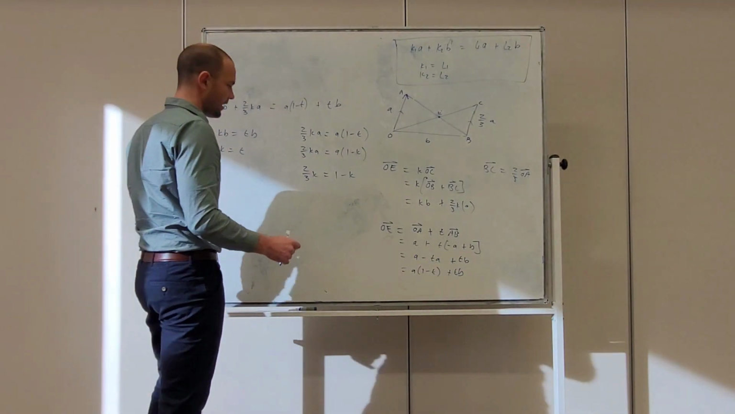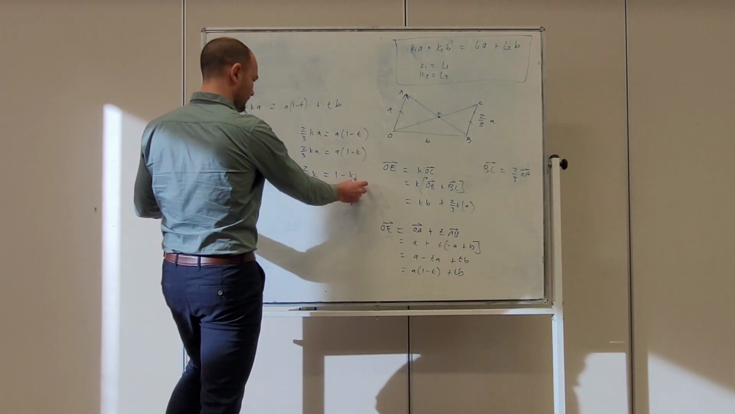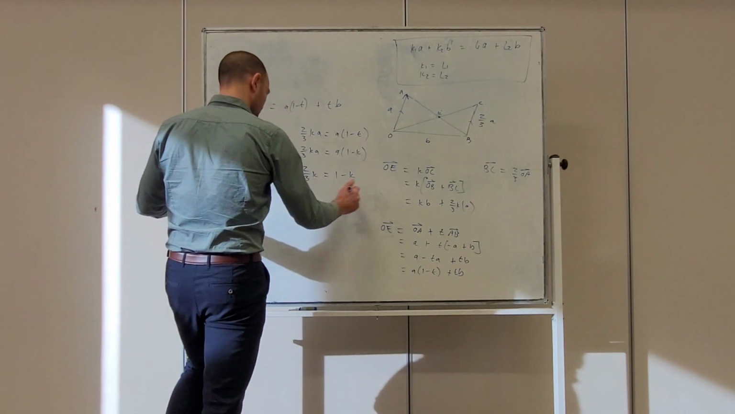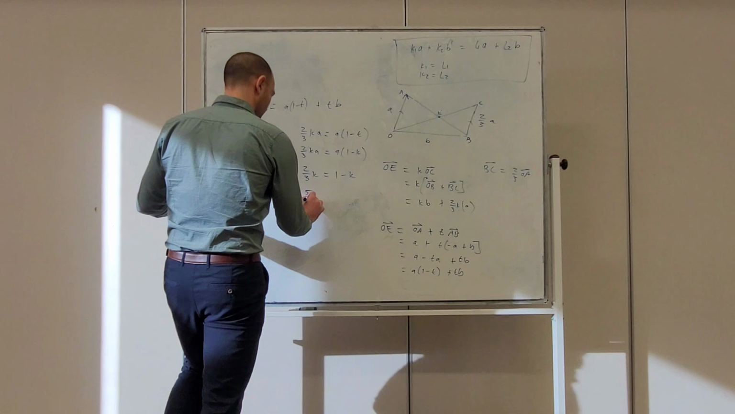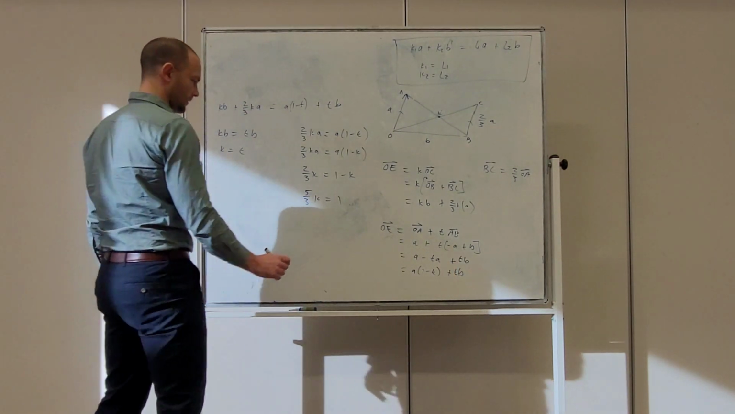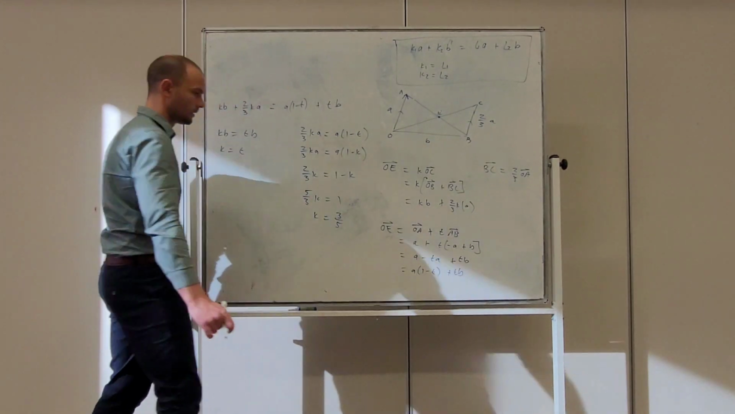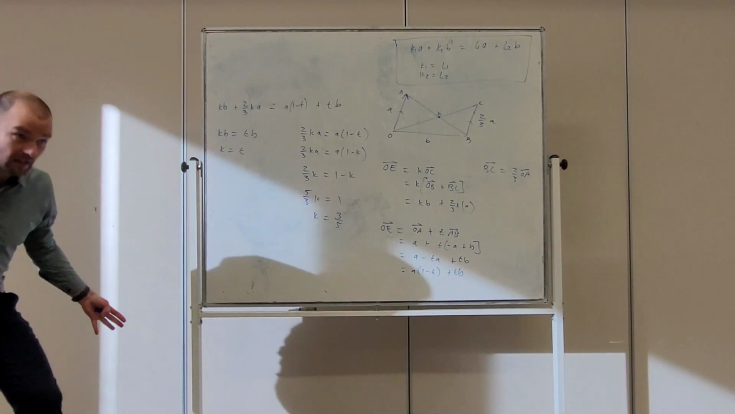And we're solving for K, right? So if we want to get K by itself, I'm going to add K to both sides. That's going to give me 5 on 3 K equals 1. And then I'll multiply both sides by 3 on 5. And we'll get K is 3 on top of 5. We have the value of K, all right?